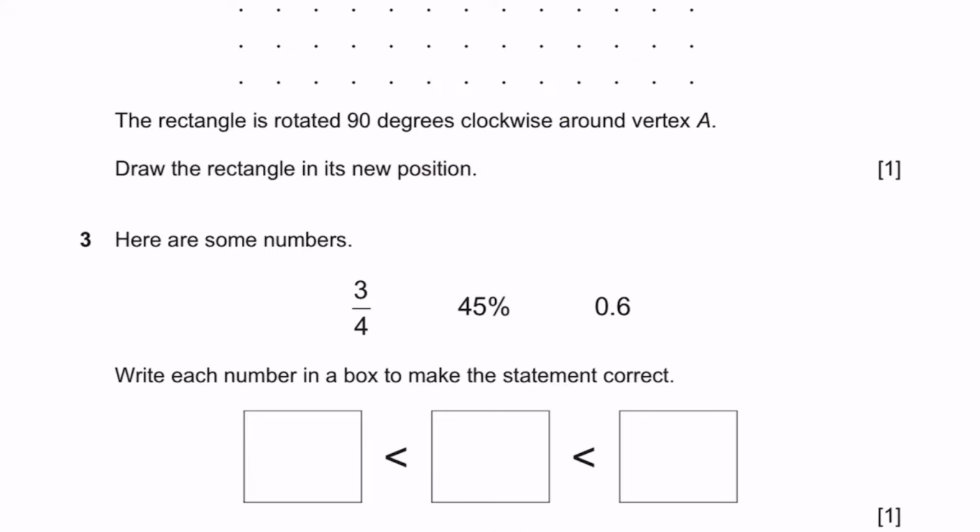Question 3. Here are some numbers. Write each number in the box to make the statement correct. Let's convert everything to decimals. 3/4 is 0.75, 45% is 0.45, and this 0.6 is already in decimal.